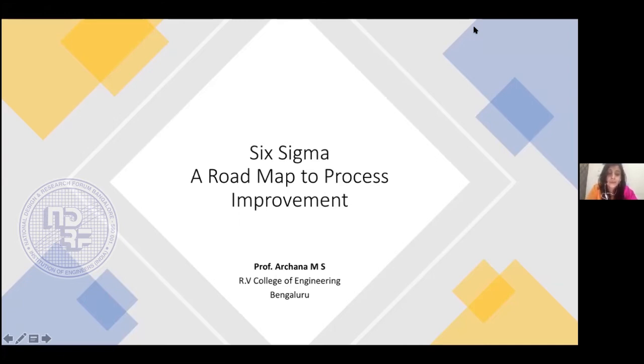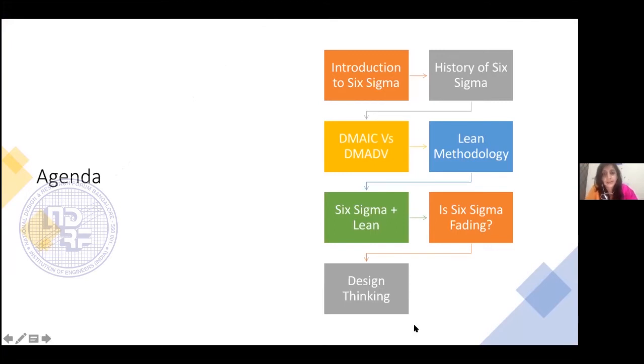Having said that, let me get started. So today I will be talking majorly about Six Sigma. It's a roadmap to process improvement. After I introduce what Six Sigma is, I will be talking about the history of Six Sigma. There are two main models used in Six Sigma, which are DMAIC and DMADV. DMAIC stands for Define, Measure, Analyze, Improve, Control. And DMADV stands for Define, Measure, Analyze, Design, and Verify or Validate. With that, I will also talk about lean methodologies and how Six Sigma and lean combined have been a good model for many companies. I also want to talk about whether Six Sigma is really fading away. Are there companies still using Six Sigma? And where is the world actually moving towards? And then I will conclude by talking about design thinking.